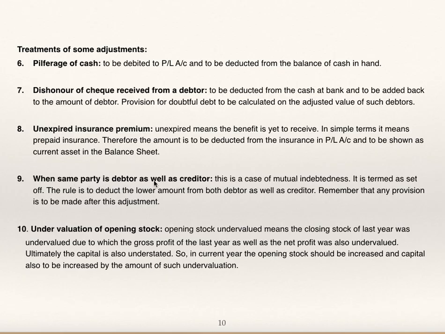When same party is debtor as well as creditor, this is a case of mutual indebtedness. It is termed as set off. The rule is to deduct the lower amount from both debtor as well as creditor. Remember that any provision is to be made after this adjustment.